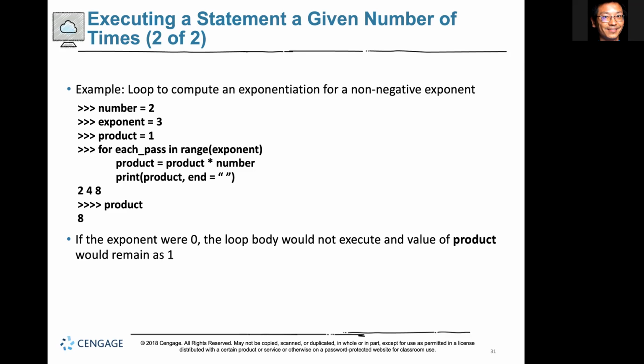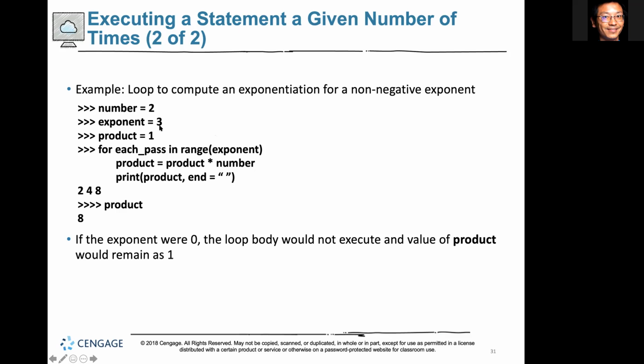And the loop to compute an exponentiation for a non-negative exponent. So you have this range here. You're trying to compute repeatedly for a product. Each time you want to compute this by multiplying with a number, and then you repeat that whole thing a certain number of times. This is just one simple example of how you might compute the power function, right?